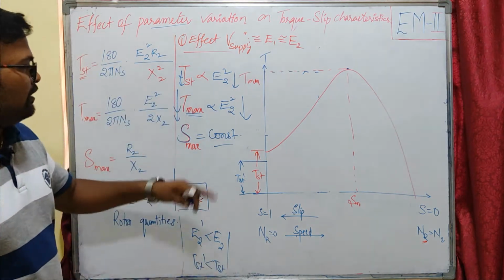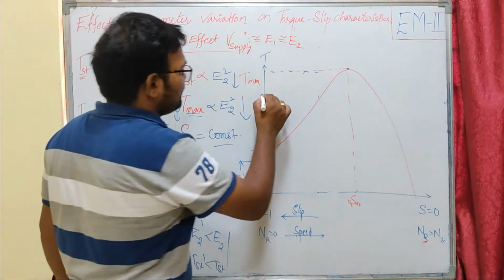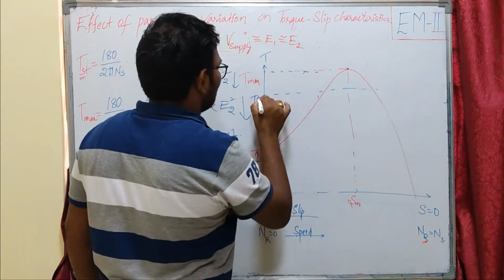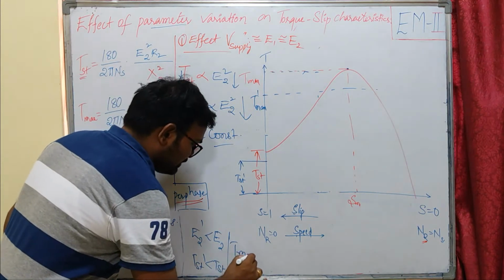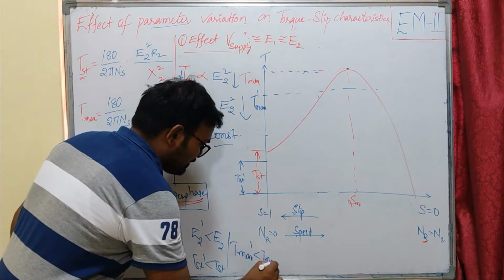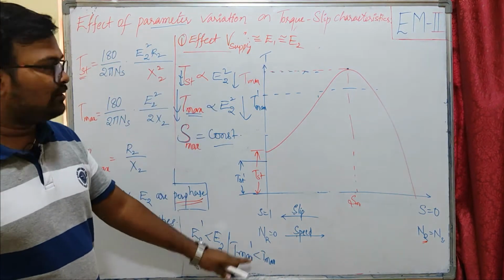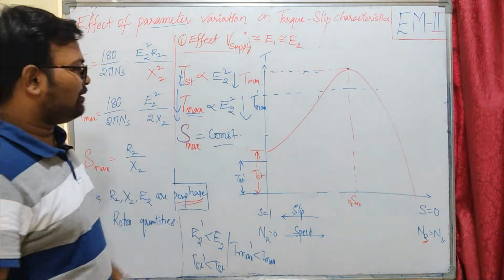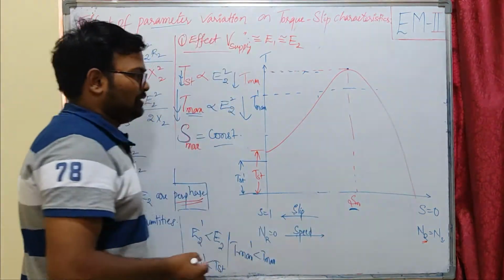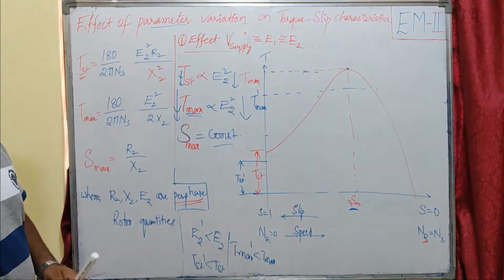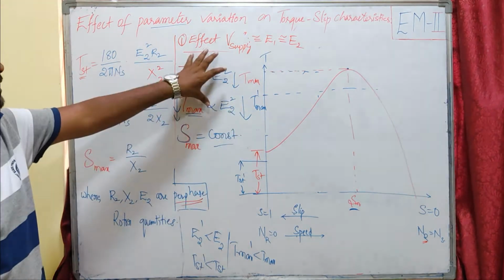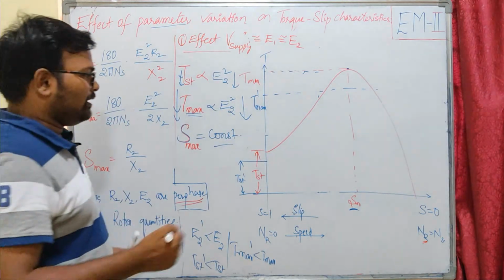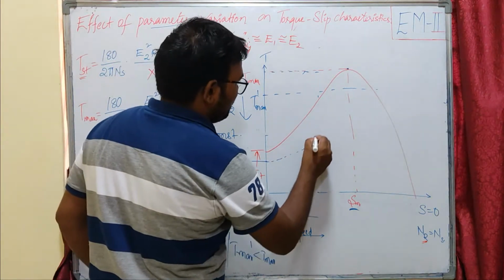Okay, this is one condition. And what is happening to Tmax? Tmax is also reducing to some value, this is my Tmax dash. That means our Tmax dash is less than our Tmax. Our maximum torque is also reducing, and our slip at maximum torque is constant, which is Sm. So the new torque slip characteristics of our induction machine, whenever we change the supply voltage, will be like this.